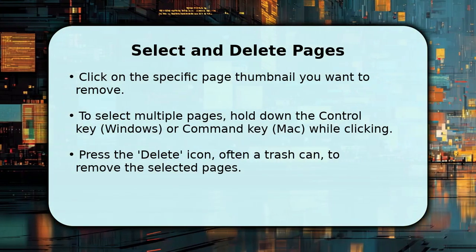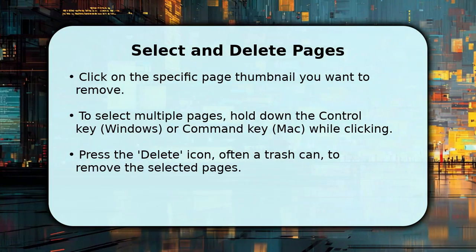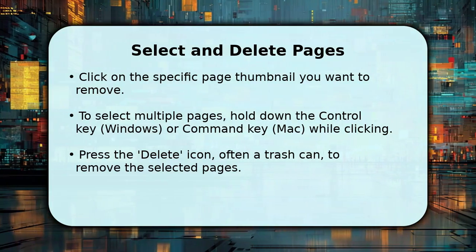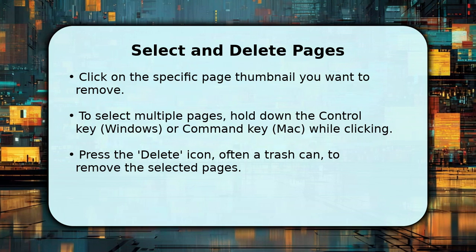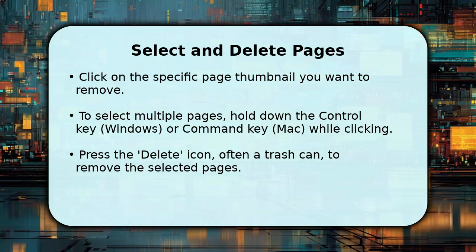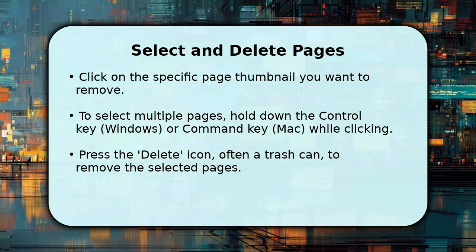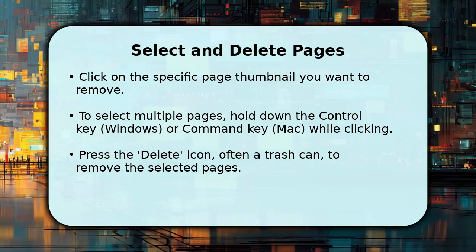In the Page Organizer view, click the thumbnail of the page you wish to delete. To remove several pages, hold down the Control key on Windows or Command key on a Mac and click each additional page. After selecting your pages, find the Delete icon, often a small trash can. Click this icon, confirm your choice if prompted, and the selected pages will then disappear from your document.